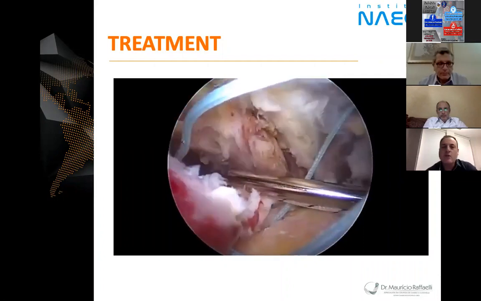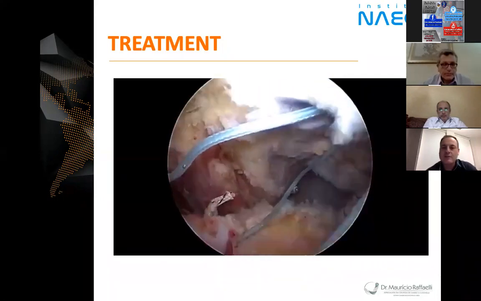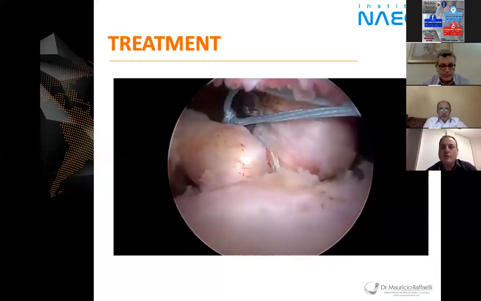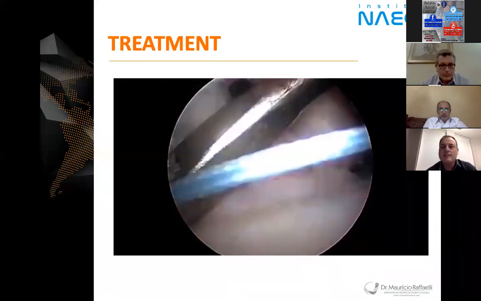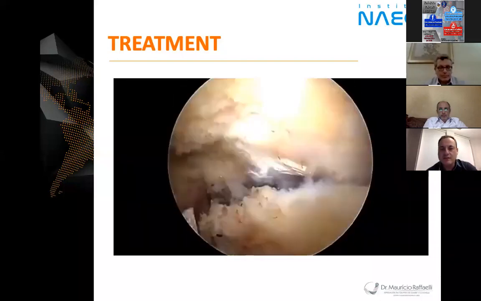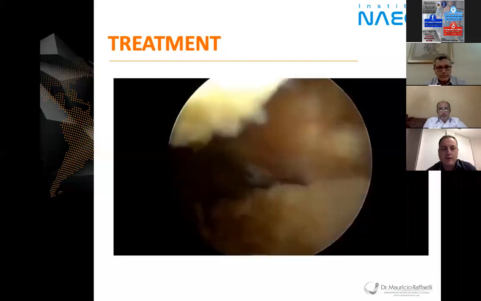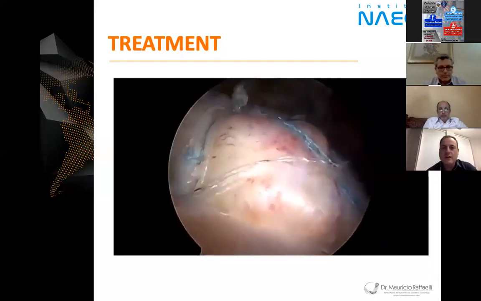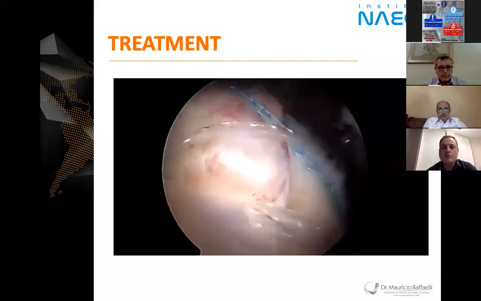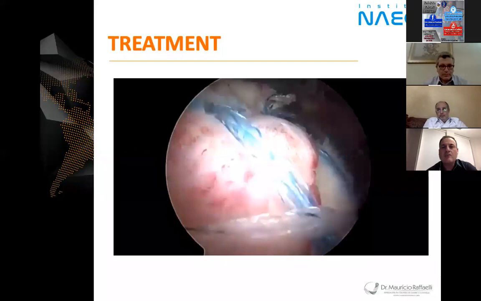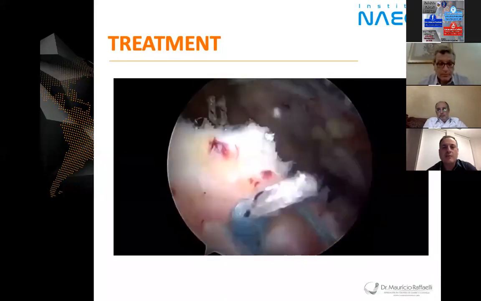I tie the knots of the mattress part, and after that, I tie the knot of the regular suture. And that is my upper suture done. And this is my subscapularis repair. And here's the finish of my surgery. I did a double row for the supraspinatus tendon, and I performed a Mason Allen repair for the subscapularis.